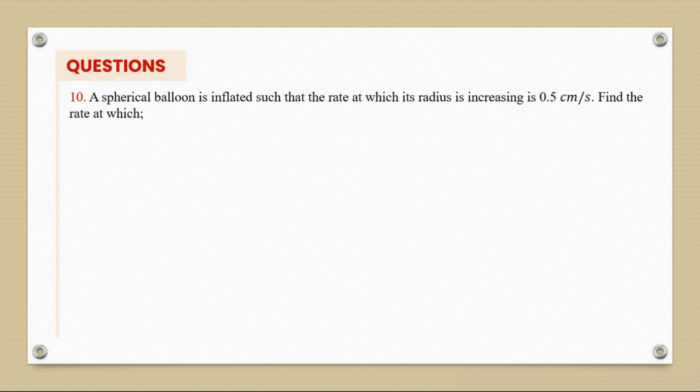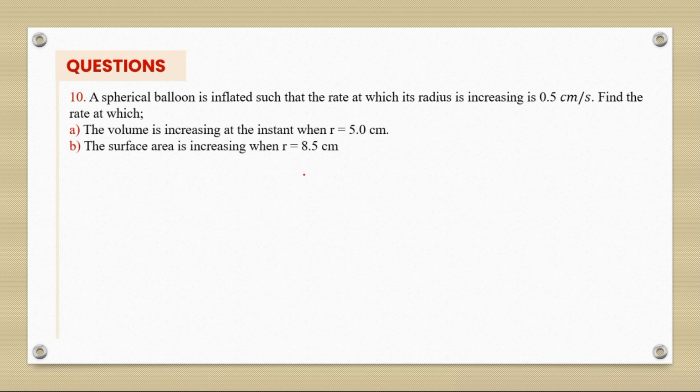Alright, so the next one is different. We're told that a spherical balloon is inflated such that the rate at which its radius is increasing is 0.5 centimeters per second. We're told to find the rate at which, part A, the volume is increasing at the instant when r is 5 centimeters, and part B, the surface area is increasing when r is 8.5 centimeters. So actually this is more like the former question.